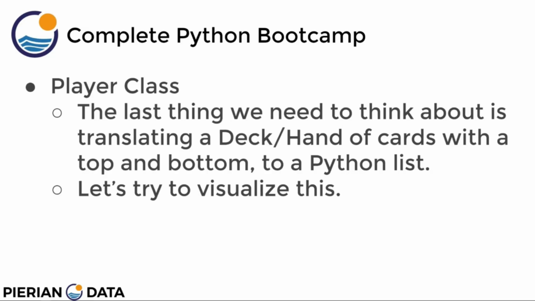The last thing we need to think about is translating a deck or hand of cards that has a top and bottom to a Python list. Now we're going to try to visualize this to explain it, but the basic premise is if you have a real physical deck of cards in your hand, then you have a top and bottom. When you want to draw a card, you typically draw from the top. And if you're going to add cards that you won in the game of war, you're going to put them at the bottom of the deck.